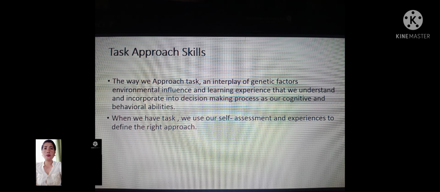So the third one, we have task approach skills. The way we approach tasks is an interplay of genetic factors, environmental influence, and learning experience that we understand and incorporate into the decision-making process as our cognitive and behavioral abilities. When we have tasks, we use our self-assessment and experience to define the right approach.